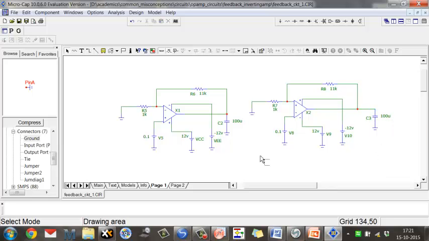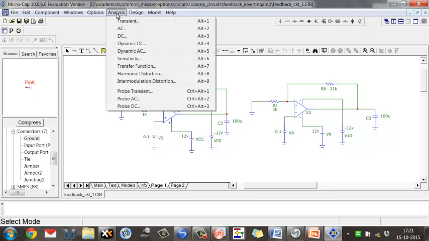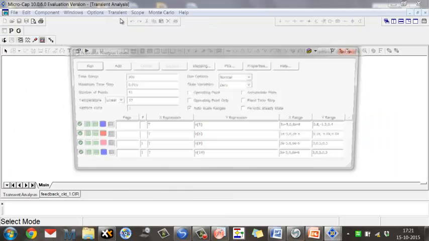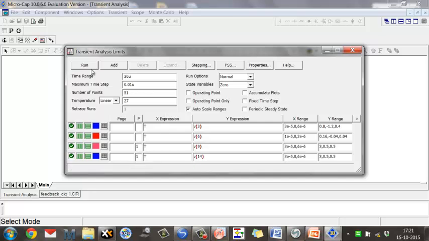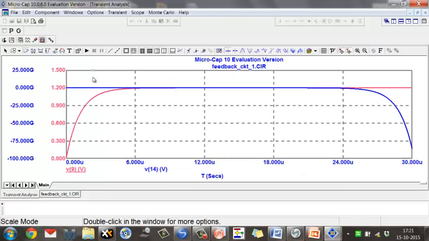All right, fine. Let me run the transient analysis. Transient with some time, let's look at it. See the result now? The V9 that you see here is the output of the non-inverting amplifier. And this one, the blue one, is the output where I have positive feedback. So see what has happened.